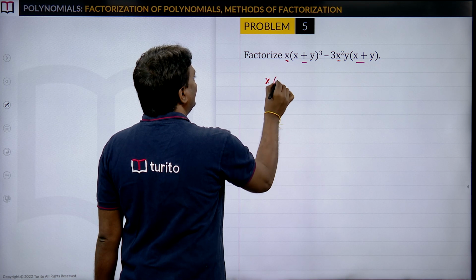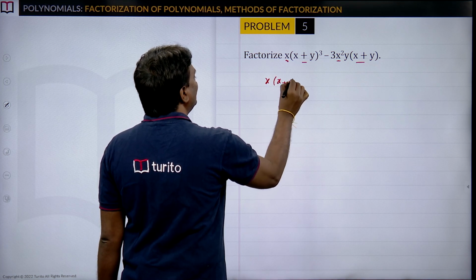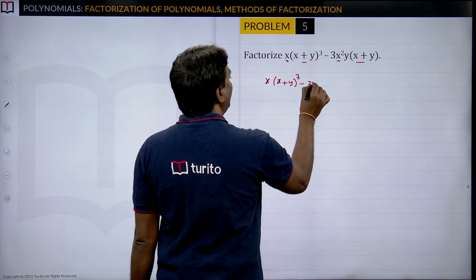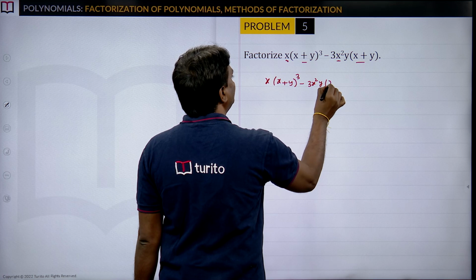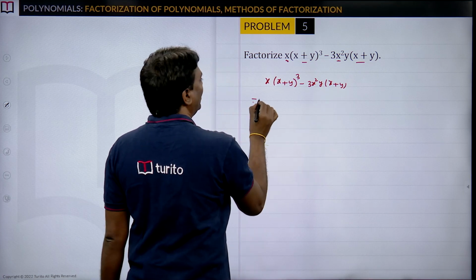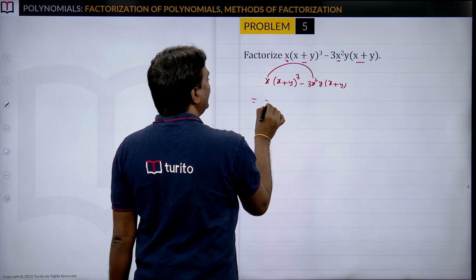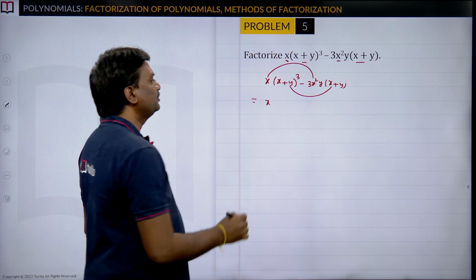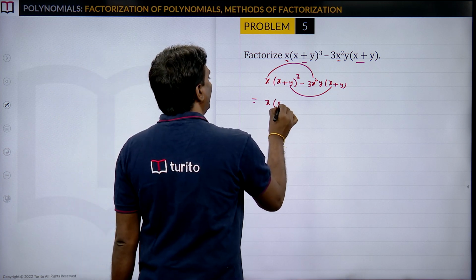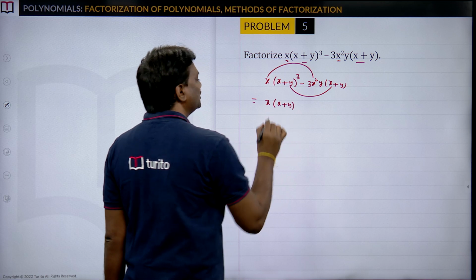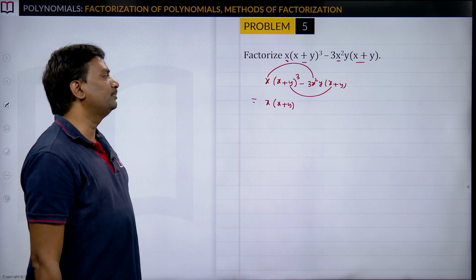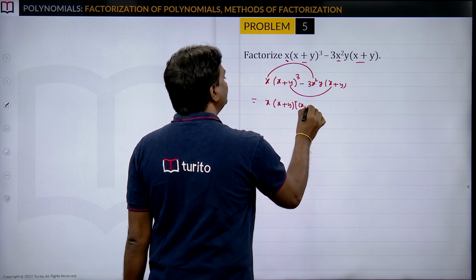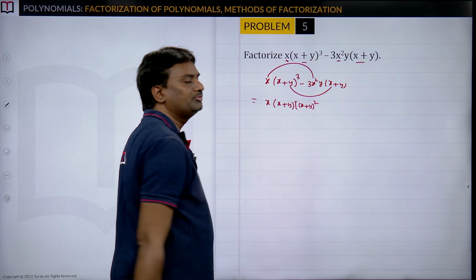So, by taking x into x plus y whole cube minus 3x square y into x plus y. So, from x and x square we can take x as common. From x plus y whole cube and x plus y we can take x plus y as common. So, by taking x into x plus y as common, since we have taken x as common, here we have x plus y whole square.